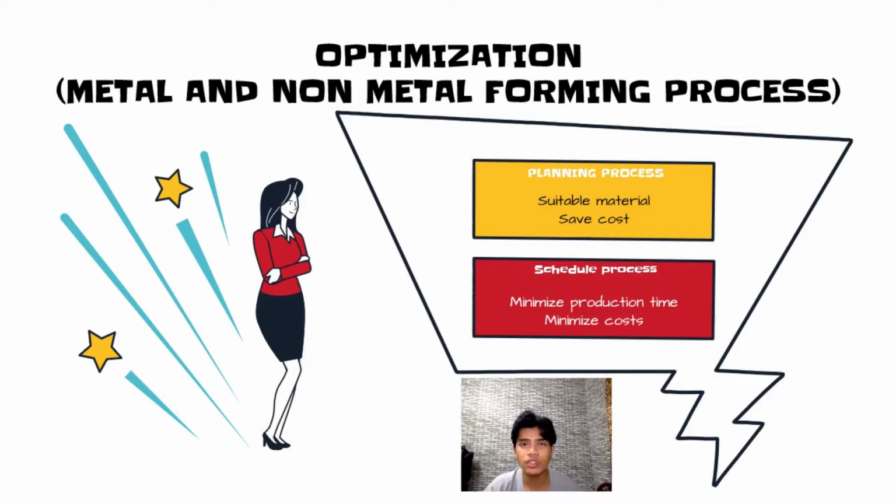Lastly, we are going to talk about the optimizations of the metal and non-metal forming processes. The first one is a planning process. This process is very important for us to select a suitable material in the manufacturing process. By doing a planning process, we have an advantage to save costs.